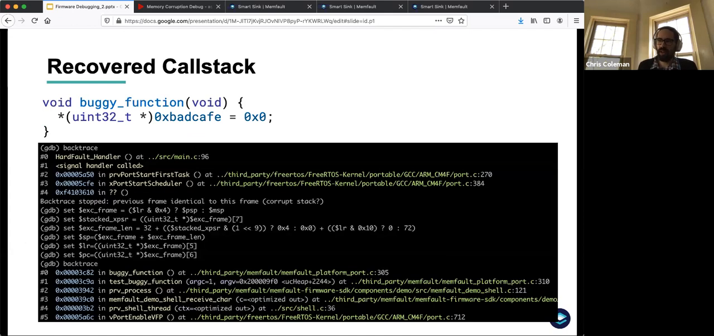And so putting it all together, we start with that backtrace that didn't make any sense. We recover our exception frame, recover the length, restore those values, and we see we get something much more sensical. A buggy function was called from a CLI command that was a test buggy function.